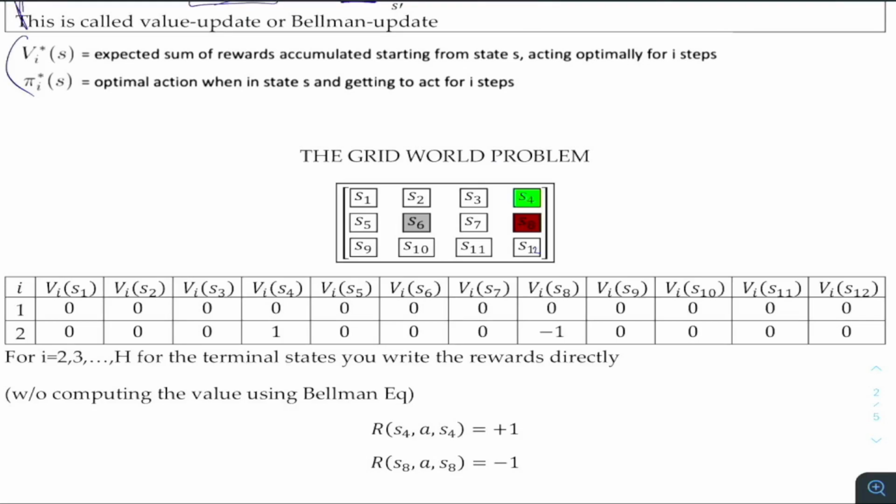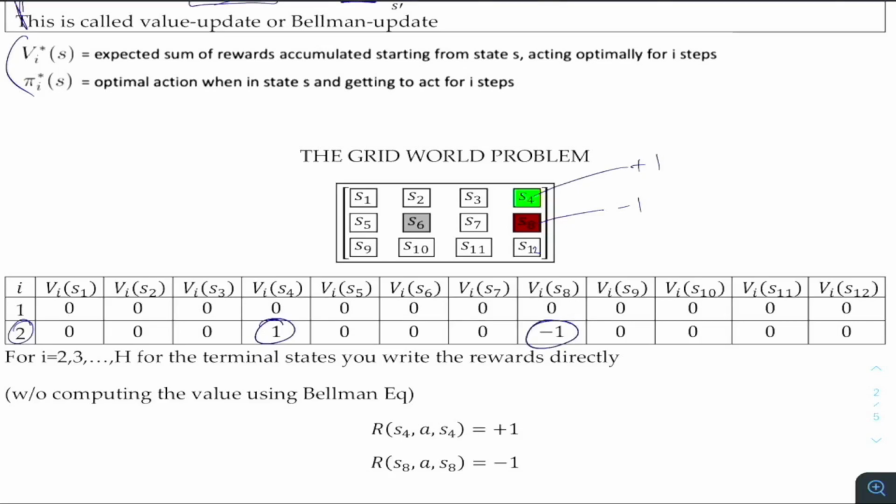First, what does it say? In the first iteration, just assign zeros to each value. We did that, that's okay. And in the second iteration, since S4 is a terminal state and its reward is +1, and S8 is a terminal state and its reward is -1, you just assign them directly.